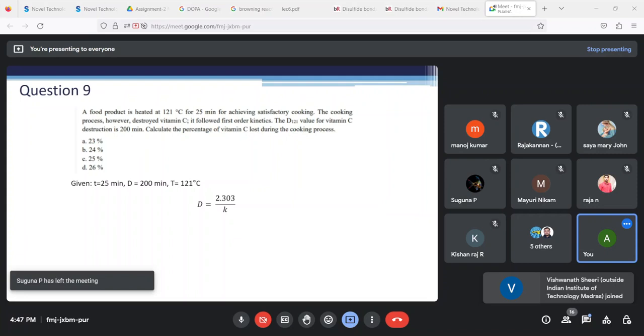So if you substitute the D value as 200 minutes, what is the K value that you're getting? K is 0.011 minute inverse. We're keeping it as minute inverse since time is also in minutes. So K is equal to 2.303 divided by 200, which is equal to 0.011 minute inverse. Now you have the time, you have the rate constant. What can you figure out from these? How do you figure out the percentage of vitamin C lost?